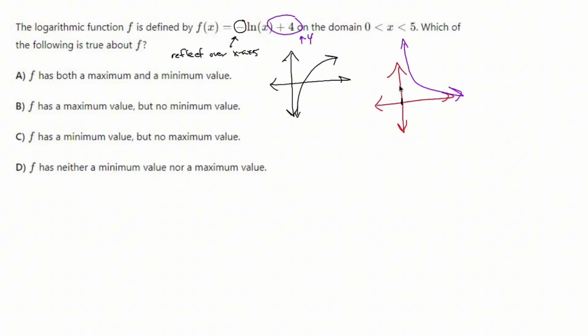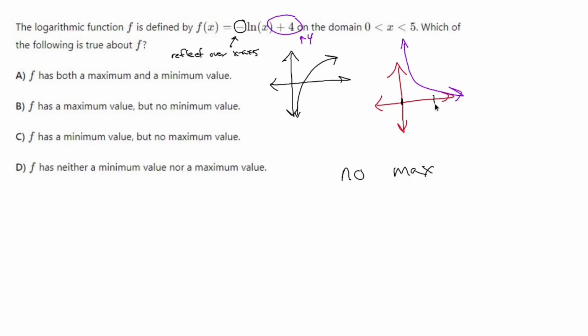So I can't plug in 0. And this guy is going to go up there forever, for infinity. So the question being asked is about its maximum or minimum values. This guy does not have a maximum value because it'll keep going up forever. So there's going to be no max.